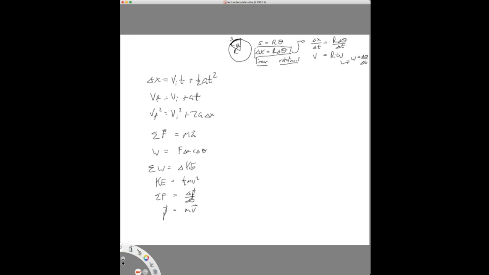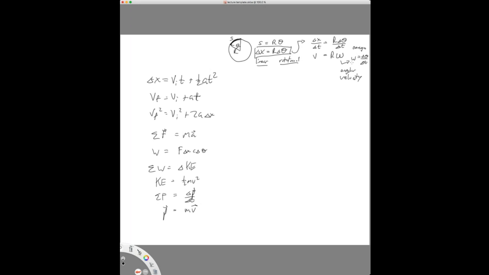What is this omega? By the way, that looks like a curly W, but it's really the Greek letter omega. So I'll try to make it look the way it looks in print in the book. It's going to look like a kind of rounded W. It's called omega, and it's delta theta over delta time, which is change in angle over change in time. So we call this the angular velocity.